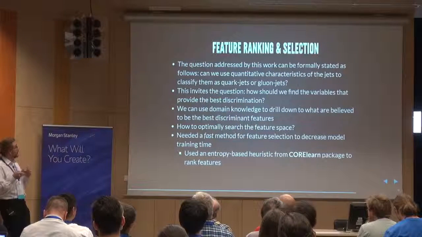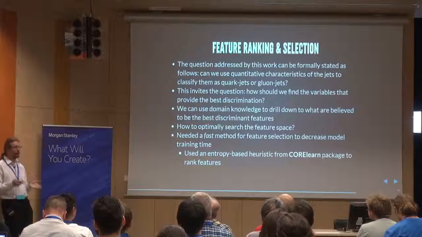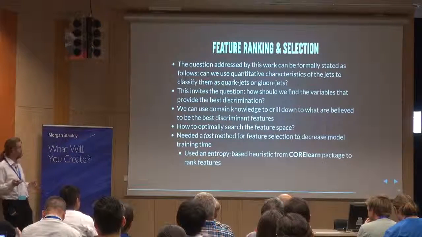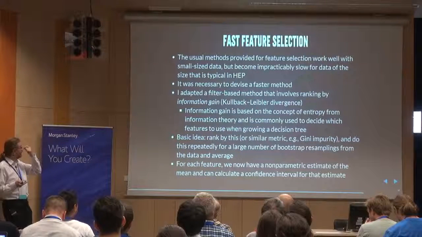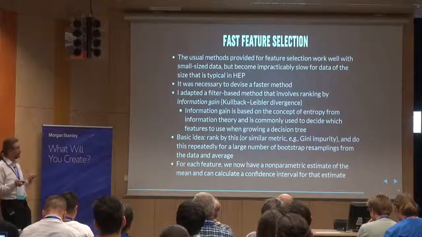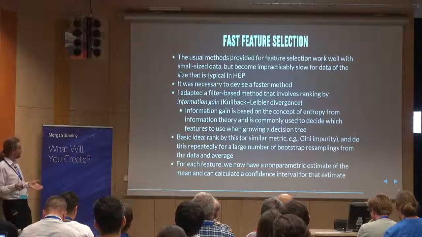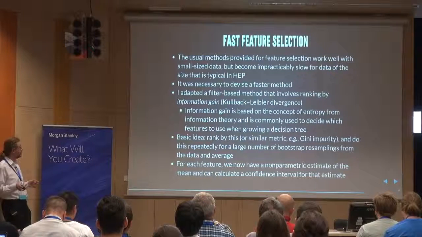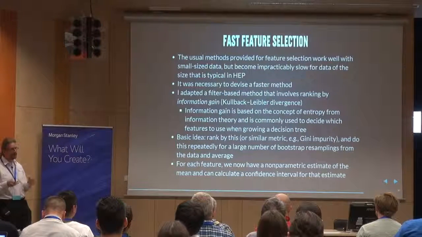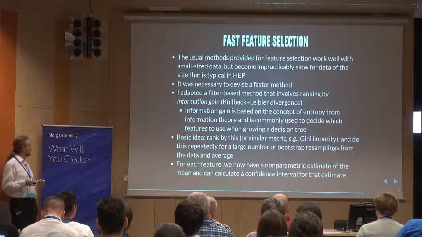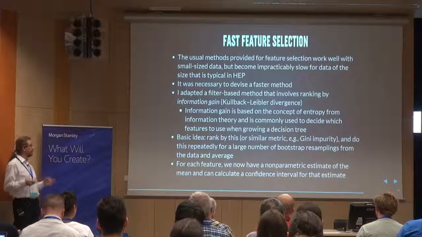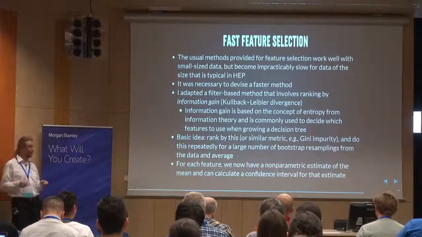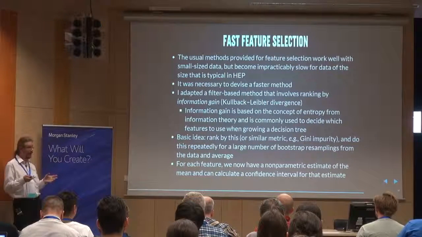Feature ranking. I want to be able to see which of my features are most interesting for this particular problem, but I've got modest hardware, so I need a fast way of doing this. The method that I used was based on an entropy heuristic. It's a filter-based method that involves ranking by information gain, which is the metric that is used for building a decision tree. And the basic idea is I rank by information gain and do this repeatedly for a large number of bootstrap resamplings from the data and then average.